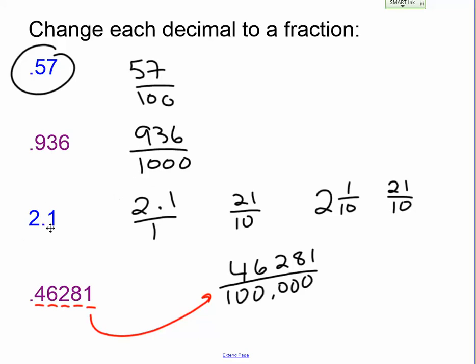2 and 1/10, you can think of 2 ways. You can put 2 and 1/10 over 1 and then multiply them both by 10, so you get 21/10. Or you can think of this 2 and 1/10 as a mixed number and then change it into an improper fraction, so it's 21/10. And then you read this as 46,281 hundred thousandths, and you write what you hear as a fraction.